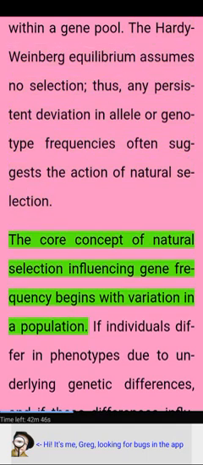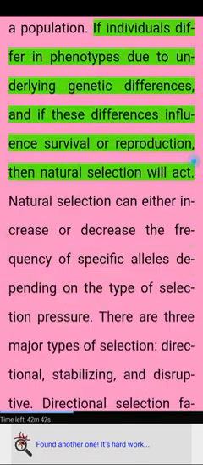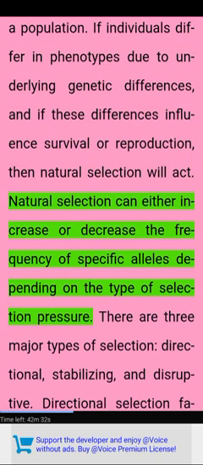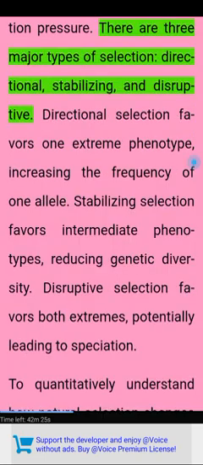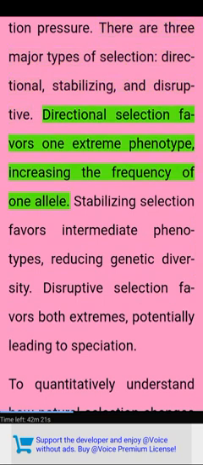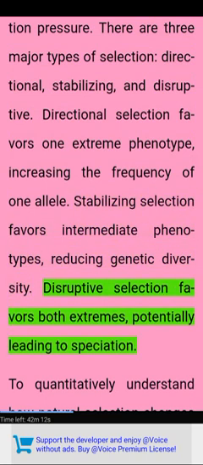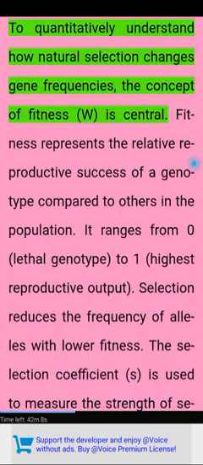The core concept of natural selection influencing gene frequency begins with variation in a population. If individuals differ in phenotypes due to underlying genetic differences, and if these differences influence survival or reproduction, then natural selection will act. Natural selection can either increase or decrease the frequency of specific alleles depending on the type of selection pressure. There are 3 major types of selection: directional, stabilizing, and disruptive. Directional selection favors one extreme phenotype, increasing the frequency of one allele. Stabilizing selection favors intermediate phenotypes, reducing genetic diversity. Disruptive selection favors both extremes, potentially leading to speciation.